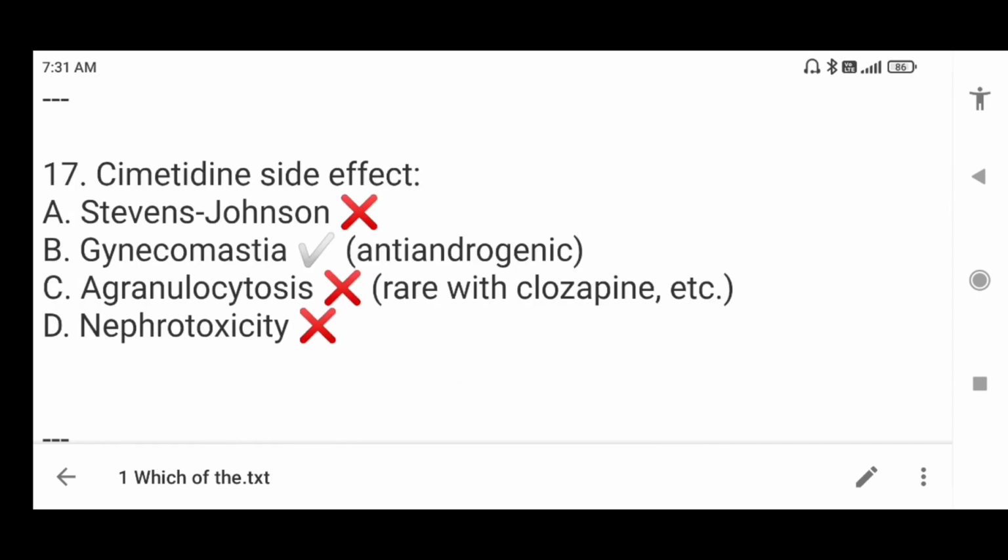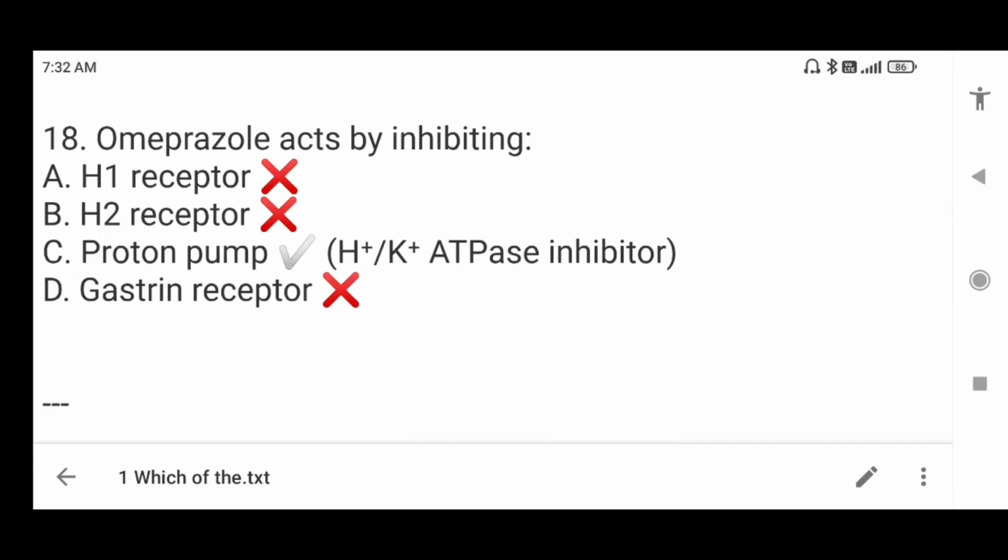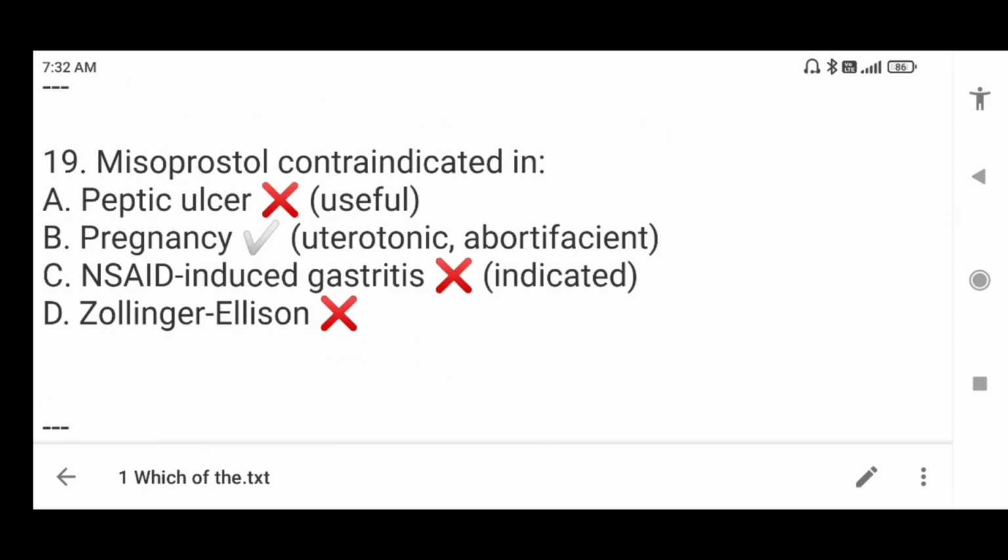Cimetidine side effect is gynecomastia. Agranulocytosis is rare with clozapine. Omeprazole acts by inhibiting the proton pump. Misoprostol is contraindicated in pregnancy.